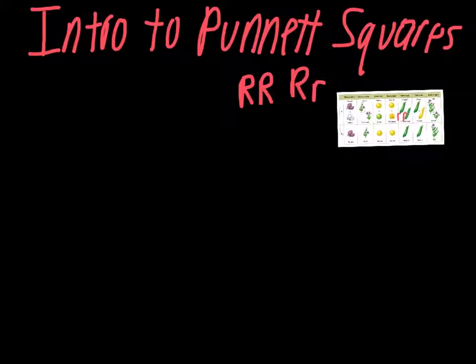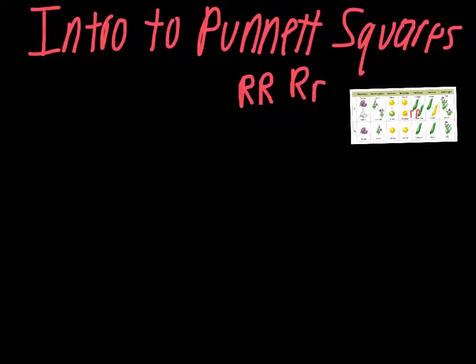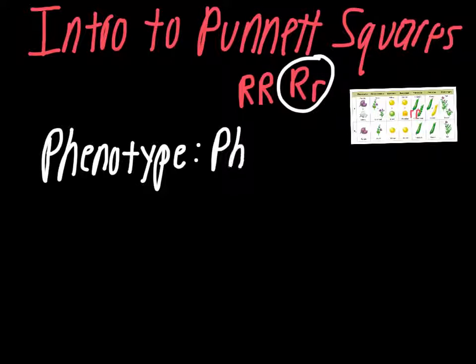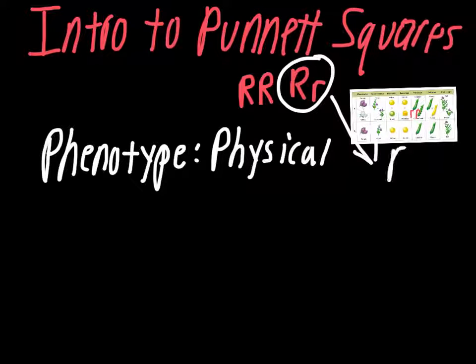The reason we're going over this is, let's say you have an individual that is capital R, lowercase r. We'll say this is the individual we're trying to describe. There's two ways to describe that individual. One thing has to do with its phenotype. What I want you to think of with phenotype is associate this with physical. So it's how this one physically looks. This guy, capital R, lowercase r, this is the heterozygous individual. This one physically looks like it has round seeds.